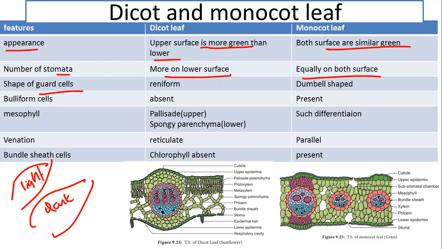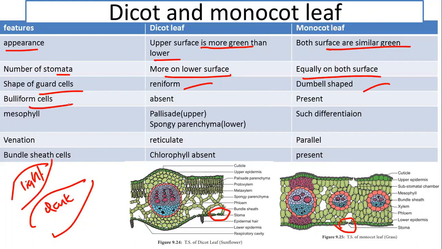Here the shape of the guard cells is reniform, and here it will be dumbbell shaped. So you can see a dumbbell shaped stomata will be present here, whereas here you can see a reniform stomata will be present.